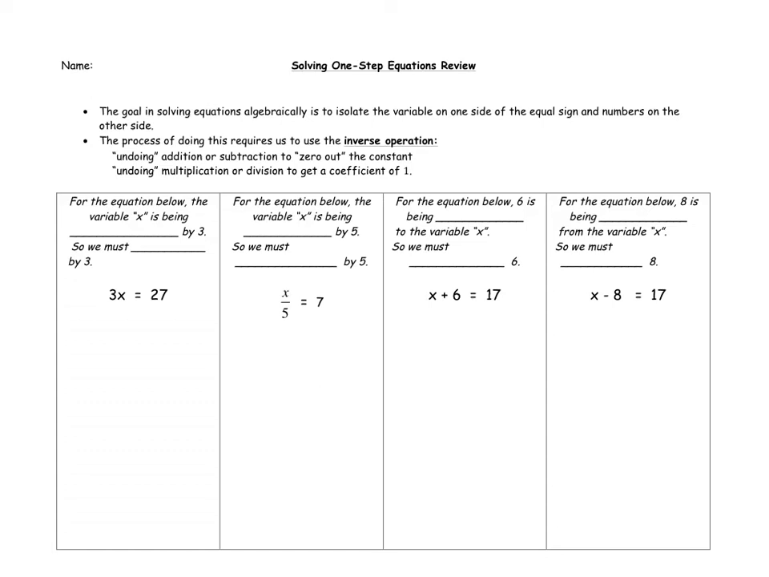Hello, today we're going to review solving one-step equations, and we're going to use all four operations. So the goal in solving equations algebraically is to isolate the variable on one side of the equal sign and a number on the other side. The process of doing this requires us to use the inverse operations. And so we're going to be undoing addition and subtraction in order to zero out the constant. And we're going to be undoing multiplication and division to get a coefficient of 1.